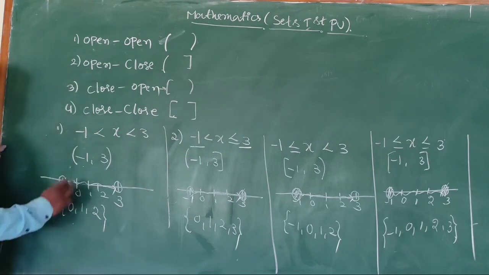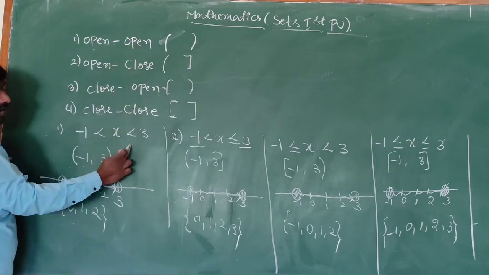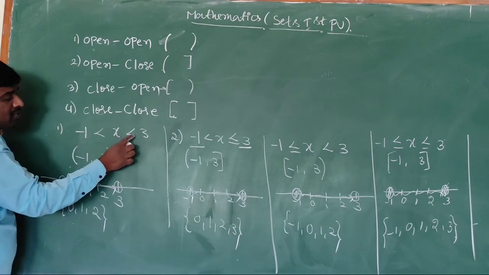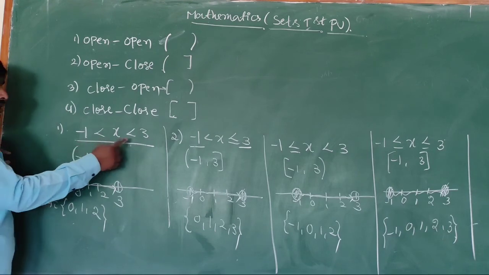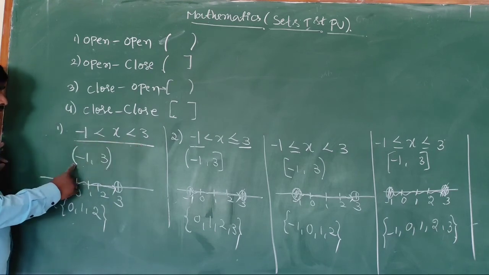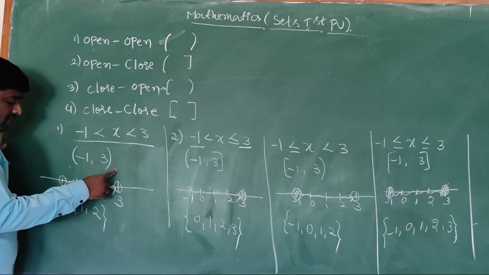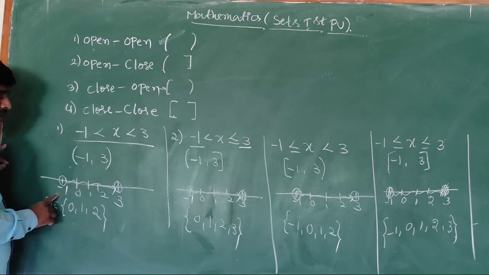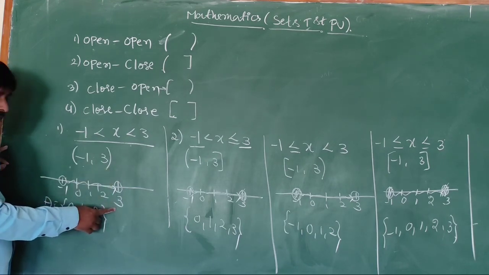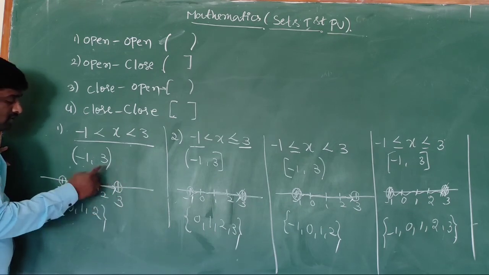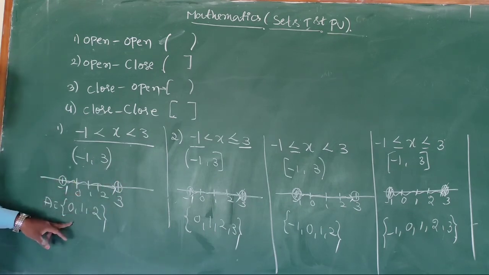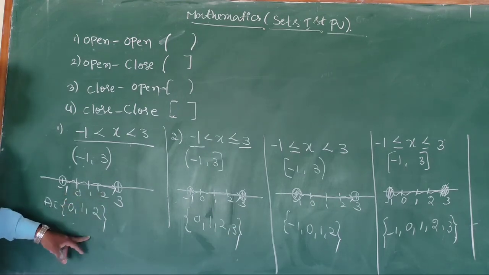See, open, open: less than means it is open. -1 is open, 3 is open, so -1 comma 3. Since -1 is open and 3 is open, I should leave -1 and leave 3. So what is the remaining? 0 comma 1 comma 2.